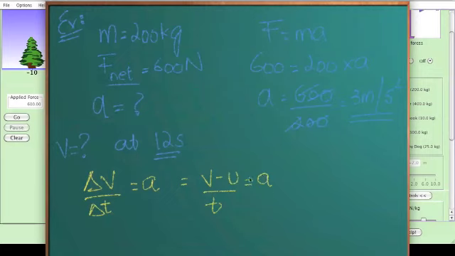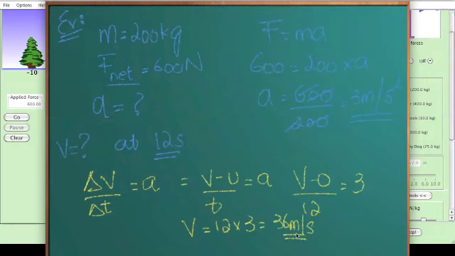Since we have a constant acceleration of 3 meters per second square, and we want to find the velocity at 12 seconds, so t becomes 12, acceleration becomes 3, and initial velocity was 0 because we started at rest, and we want to find out the final velocity at this time. So let's see, final velocity minus 0 divided by 12 is equal to 3. So v is equal to 12 times 3. This should be 36 meters per second according to our calculation.